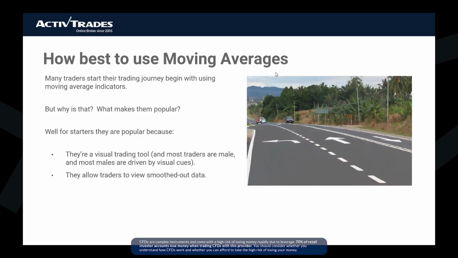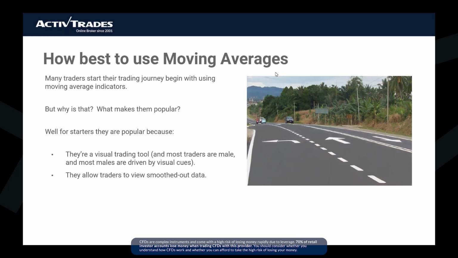So as I said, many traders will start their trading journey. They begin with using moving average indicators, okay? But why is that? What is it that makes them popular? Well, for starters, they can be popular because they are a visual trading tool. And it has to be said, still, although it is changing, most traders are male, and most males are driven by visual cues. You can take your own ideas and thoughts and opinions upon that. Ultimately, it is just a visual trading tool that lots of people are drawn towards at the start of a trader's journey, because it allows traders to view smoothed out data.